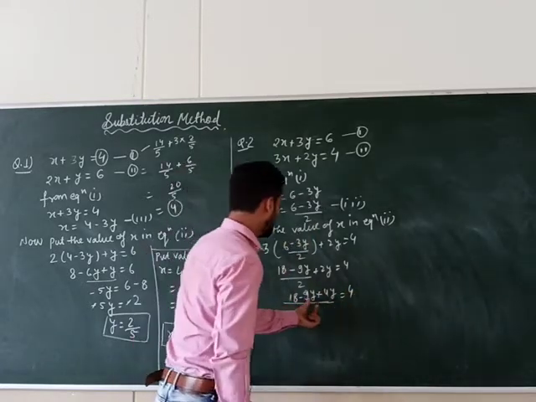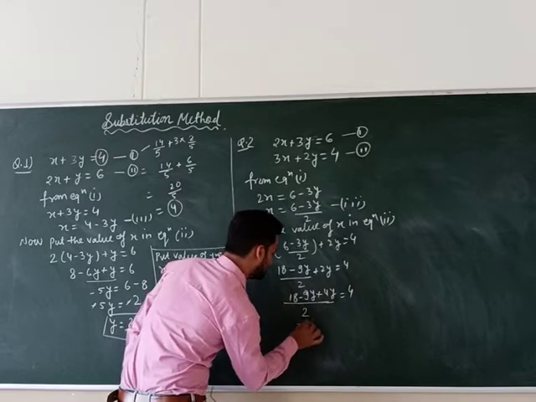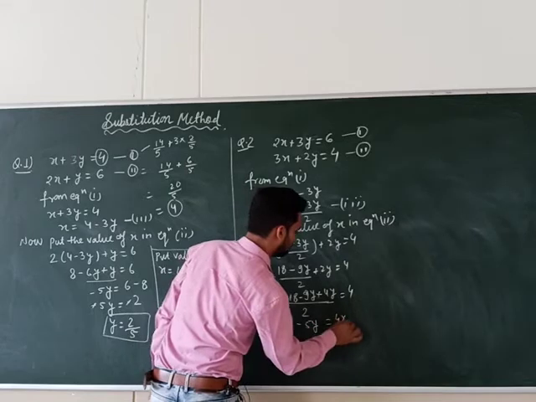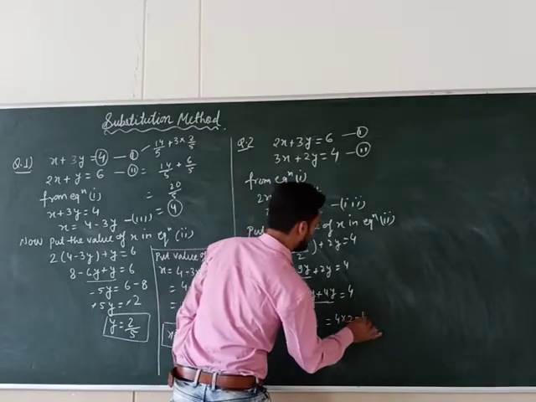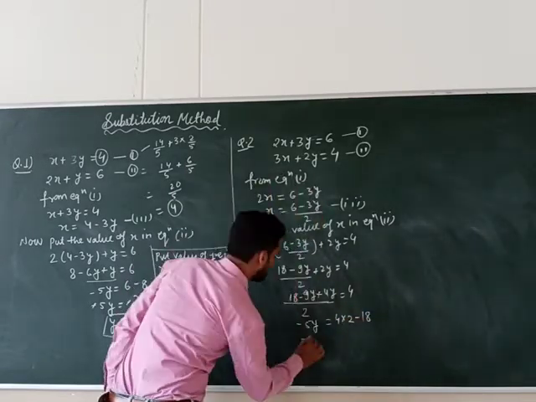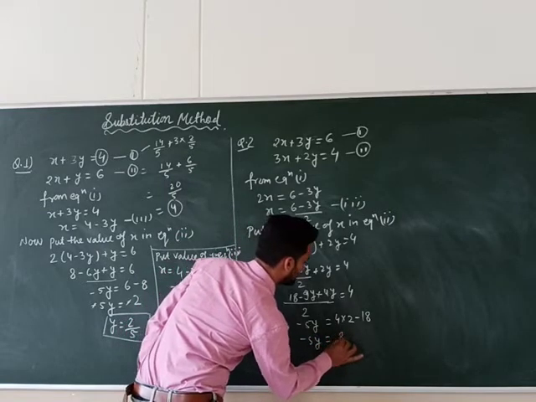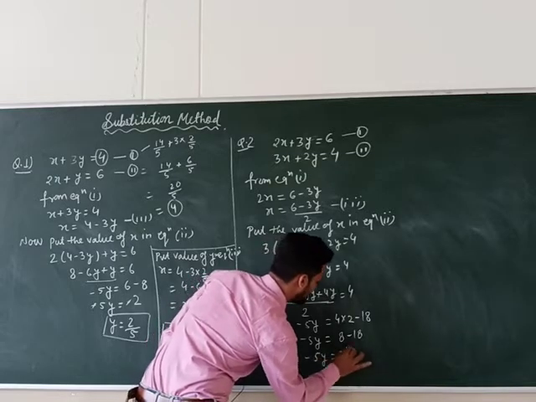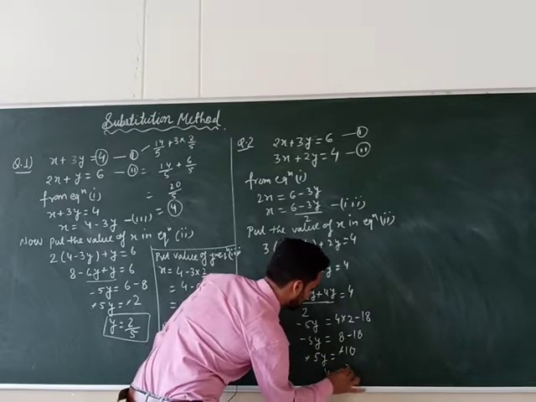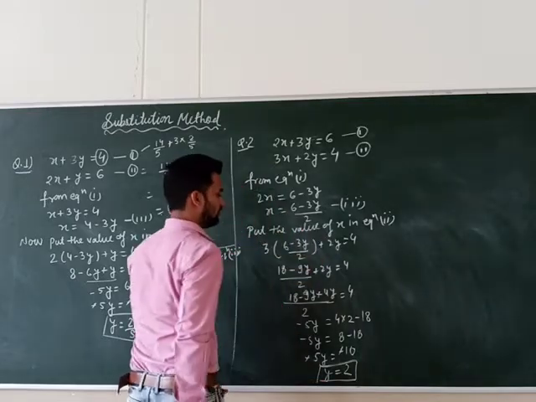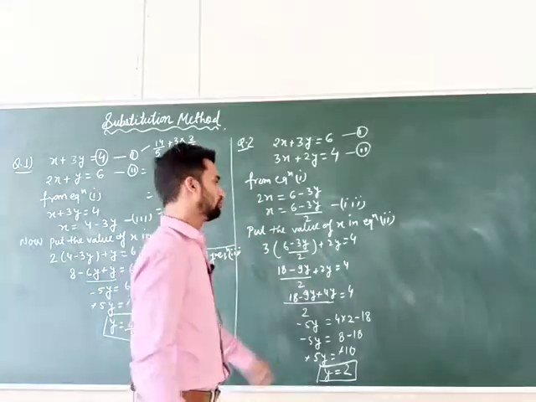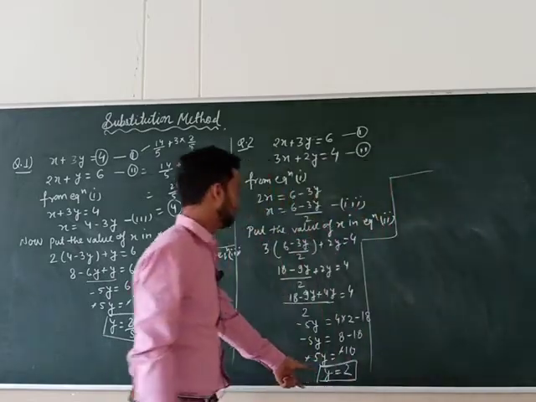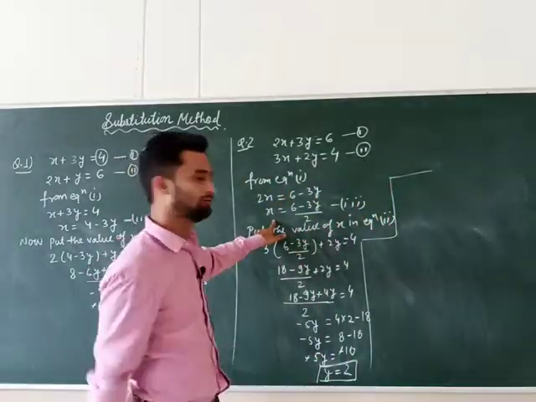Here you see minus 9y plus 4y is minus 5y, and this 4 and this 2 will move that side, into 2, and plus 18 will move that side, minus 18. So minus 5y is equal to 8 minus 18, minus 5y is equal to minus 10. This will cancel out. Clearly from here y equal to 2. So we got the value of y is equal to 2. As usual, as we did in the last question, we have to put the value of y in equation third for finding the value of x.